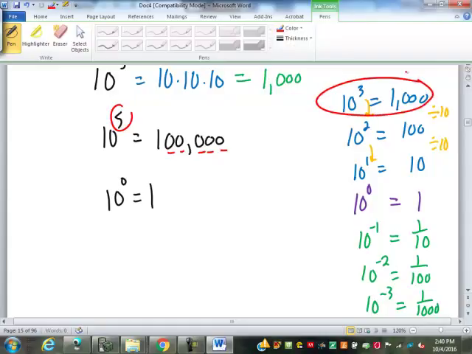10 to the positive 3 is 1,000. 10 to the negative 3 is 1/1000. A negative power, not just a fraction, but it is a reciprocal.